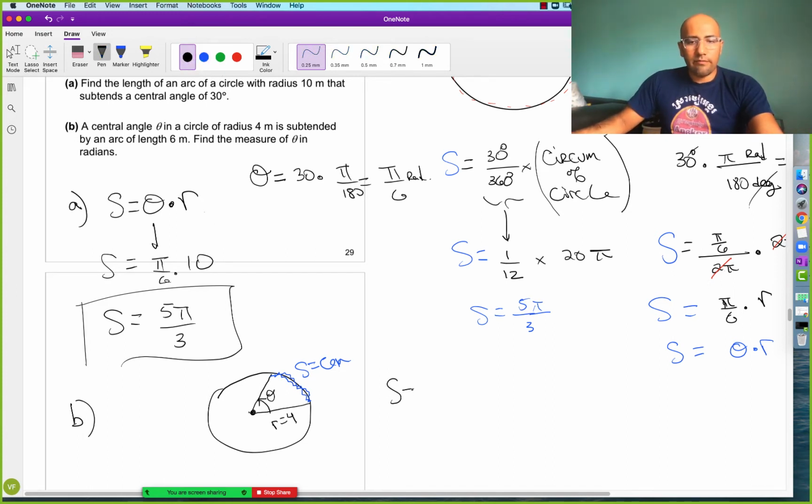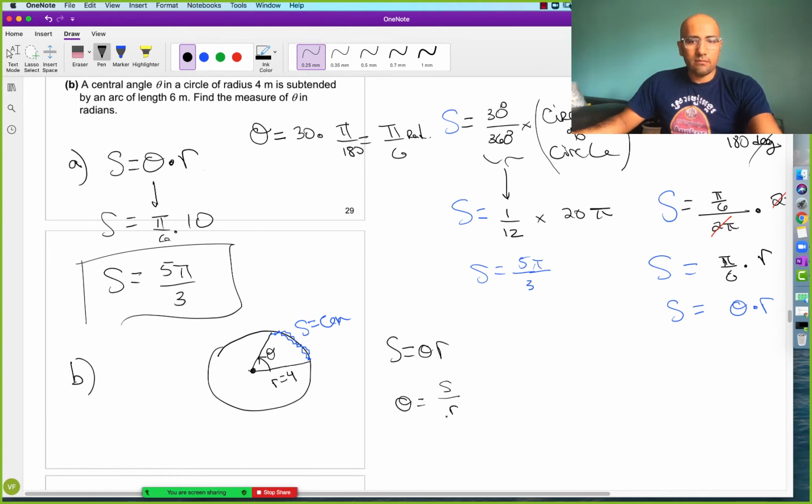So from the formula of S equals theta R, we divide both sides by r, and we get that theta equals s divided by r. So from that, we can easily conclude that theta must be equal to 6 divided by 4 radians. Remember that this formula is in radians. So it's equal to 6 over 4 radians. We can reduce that and say that theta equals 3 over 2. So the answer is going to be theta equals 3 over 2 radians.